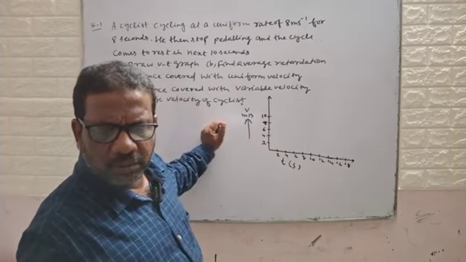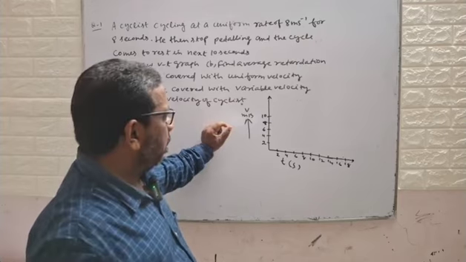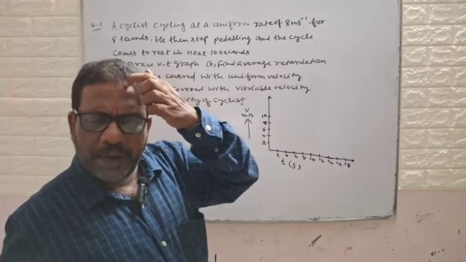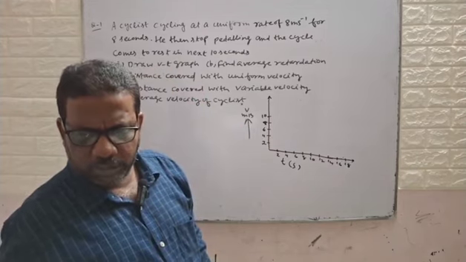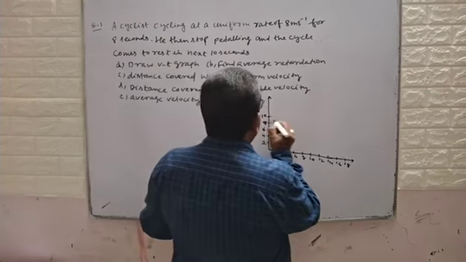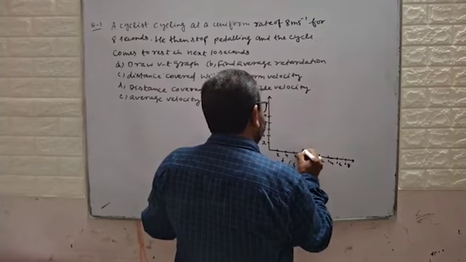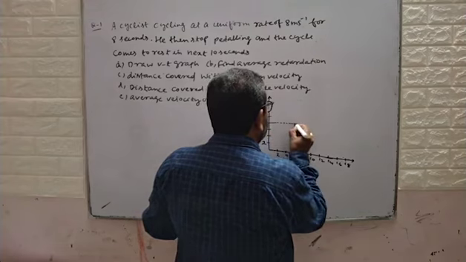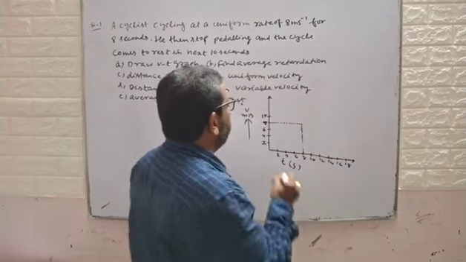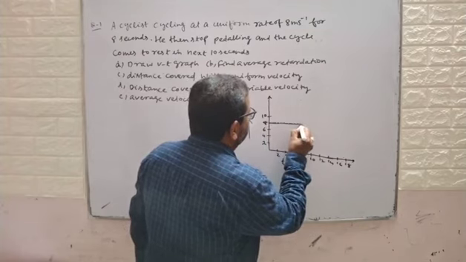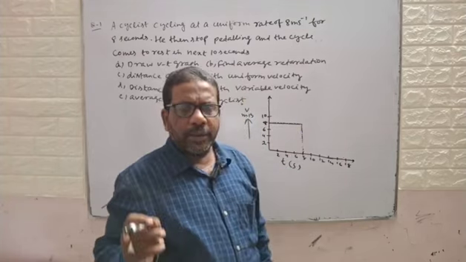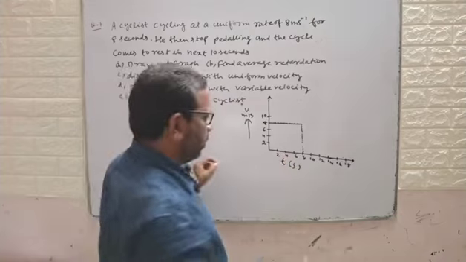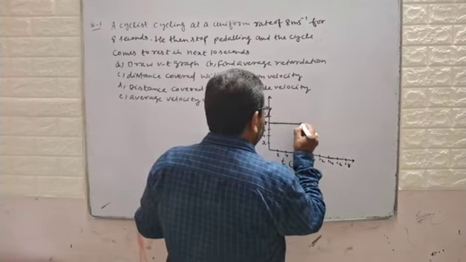The question is given that cyclist travels with the speed of 8 meters per second for 8 seconds. Here time 8 seconds. Up to this time, the cyclist travels with uniform speed. Its speed does not change. When the speed of the body does not change, then VT graph is parallel to the time axis. Now this graph is parallel to time axis.